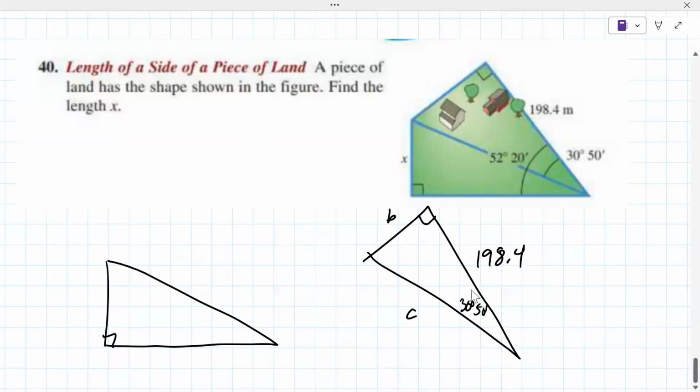So before we decide which one, let's think about what we're trying to get to. We're trying to get to X, which means that we really need this right here, because this is also C. So we really want C. You could find B, but B would be useless to find.